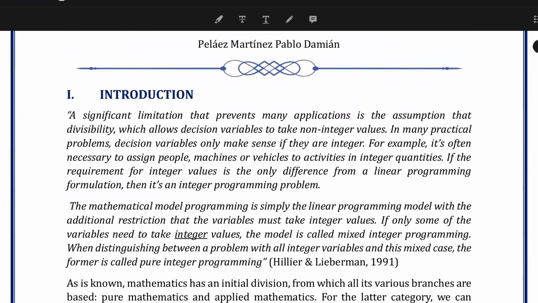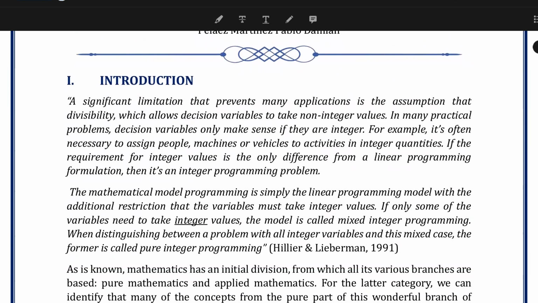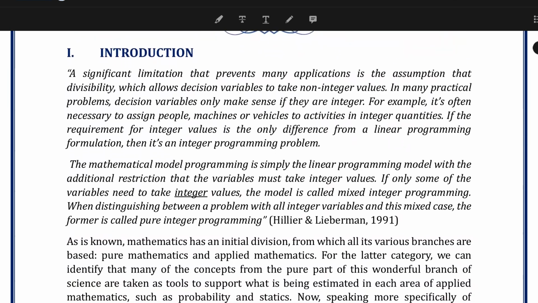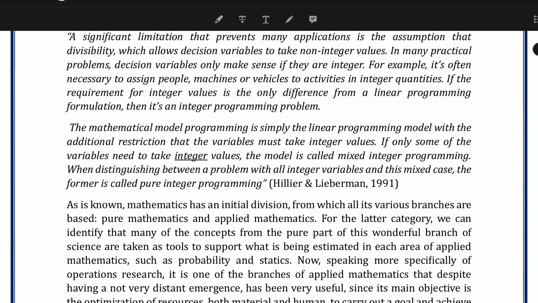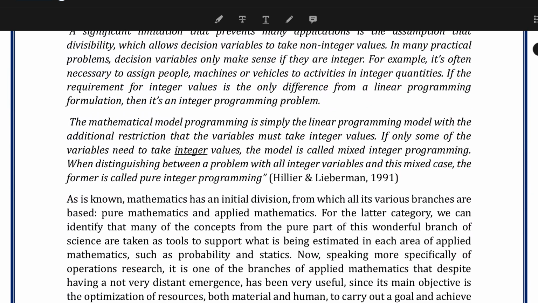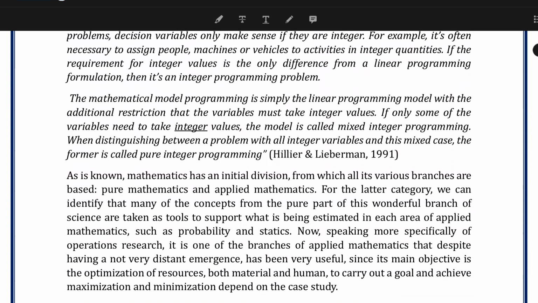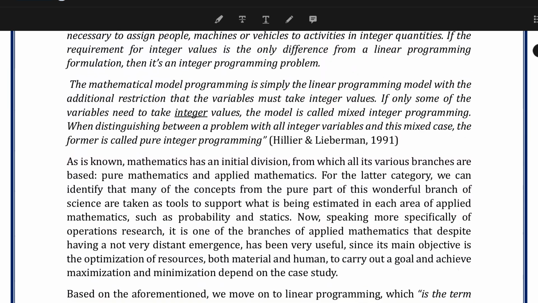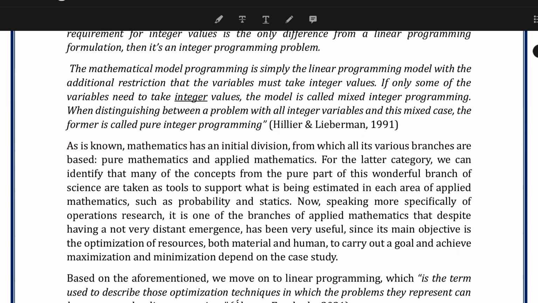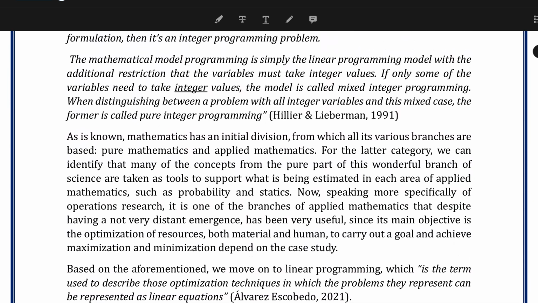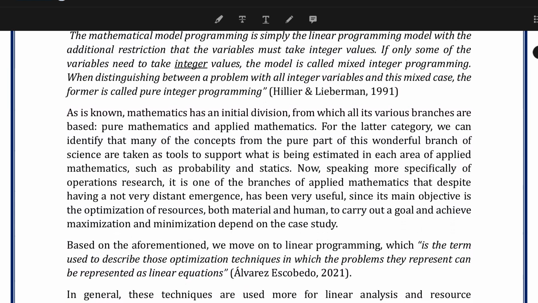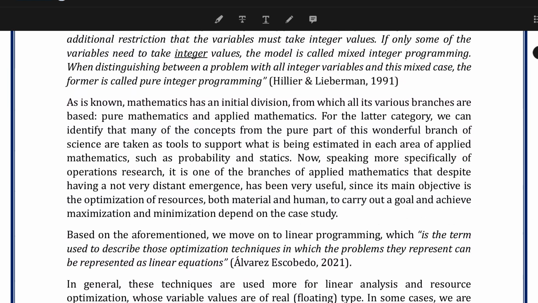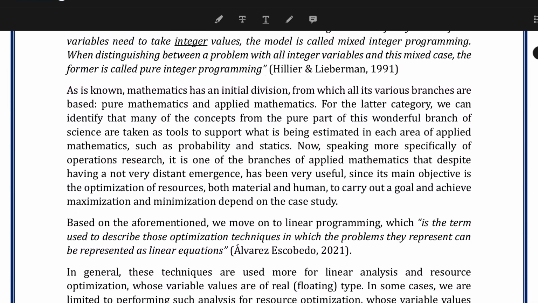As I know, mathematics has an initial division from which all its various branches are based: pure mathematics and applied mathematics. For the latter category, we can identify that many of the concepts from the pure part of this wonderful branch of science are taken as tools to support what is being estimated in each area of applied mathematics.